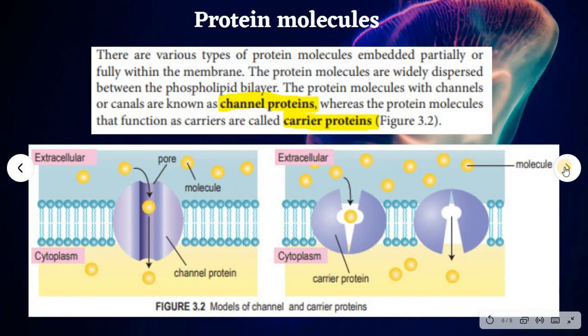Okay, next we go to the protein molecules of the plasma membrane. There are various types of protein molecules embedded partially or fully within the membrane. The protein molecules are widely dispersed between the phospholipid bilayer. The protein molecules with channels or canals are known as channel protein.